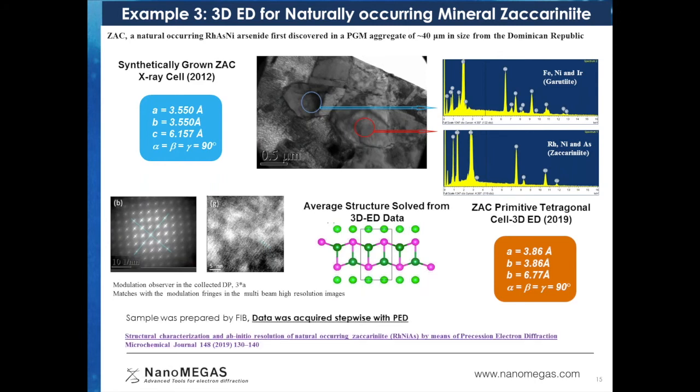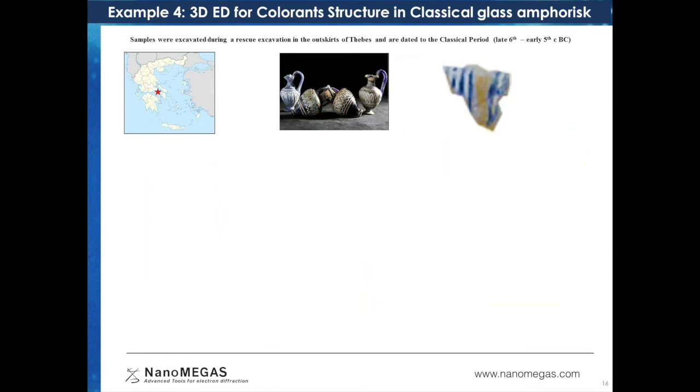This result we have published last year in Microchemical Journal. The fourth example is one of the most interesting examples for us to work with. It was actually studying the pigments responsible for the color in 5th century BC glass amphoras. The sample was excavated from the south of Greece.